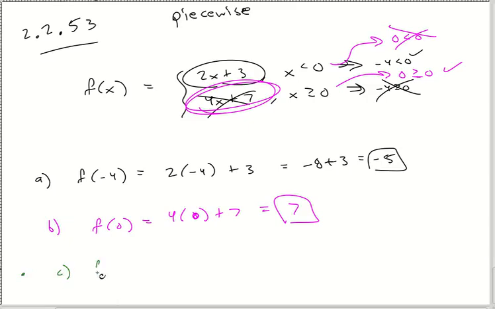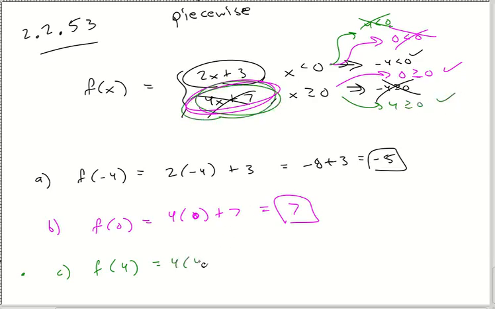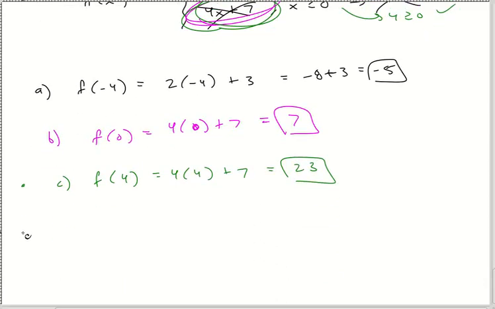Last one. F of 4. Is 4 less than 0? No. Is 4 greater than or equal to 0? Yes. So use this guy again. 4 times 4 plus the 7. 16 plus 7 is, it says 23 in my notes, so there you go.